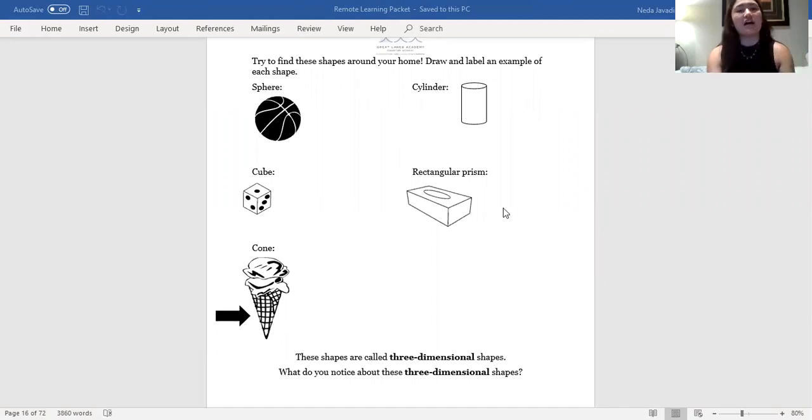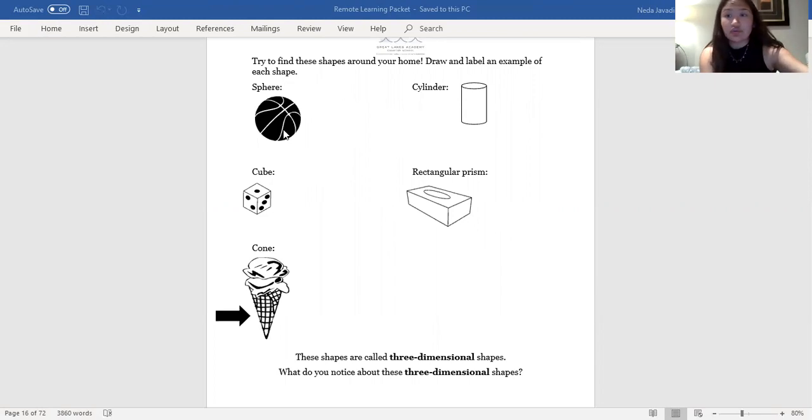So let's start off. First, we have a sphere. Say the word sphere. That shape looks like a basketball or an orange. It's perfectly round and has no straight sides or edges. So we have a sphere, like an orange or basketball.